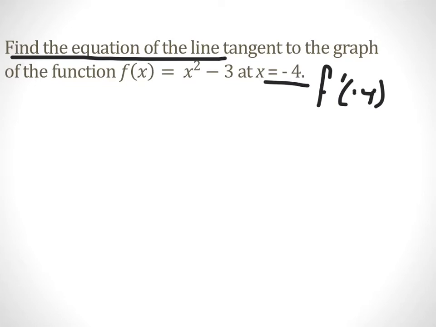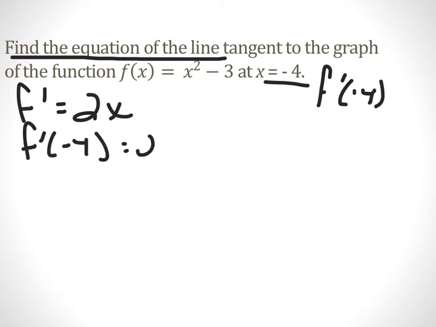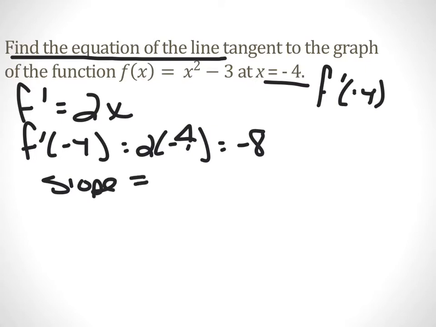So let's take the derivative. F prime is, derivative of x squared is 2x, the derivative of -3 is 0. Let's evaluate that derivative at -4. That gives us 2 times -4, which is -8. So the slope of the tangent line is going to be -8.